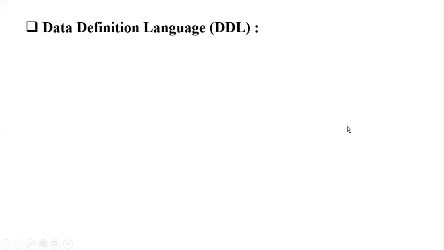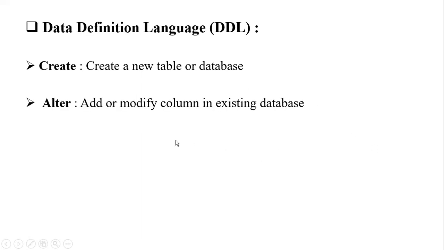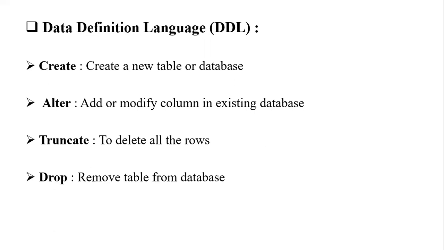The first one is data definition language, DDL. It is used to create a database, and the commands included in DDL are: Create, which is used to create a new table or a database. Alter, which is used to add or modify columns in an existing database. Truncate, which is used to delete all the rows in one go. Drop, which is used to remove the table from the database. Rename, which is just used to rename the table. These are all DDL commands.